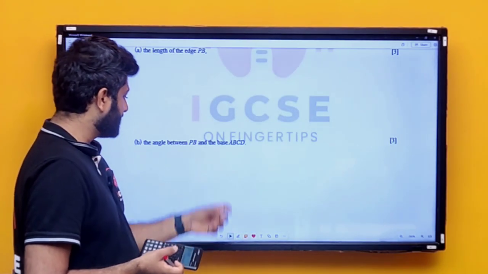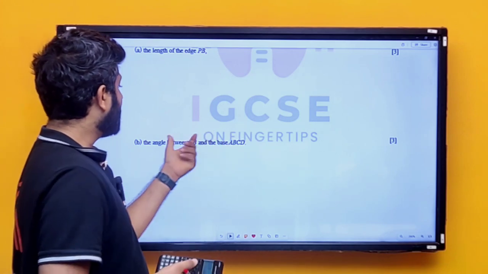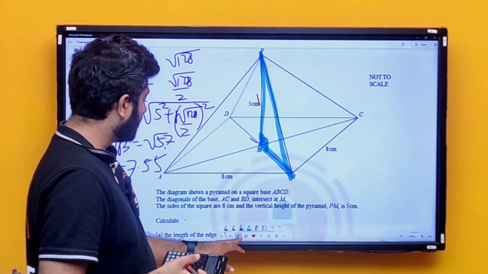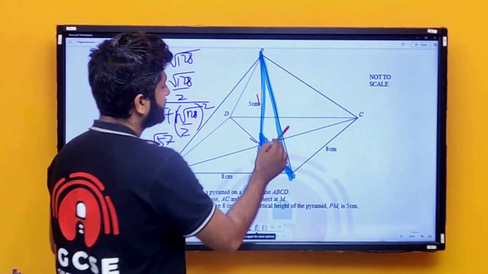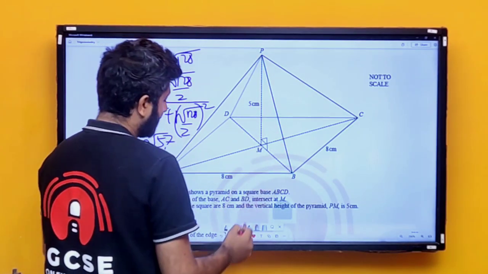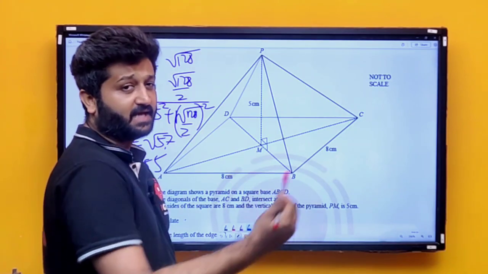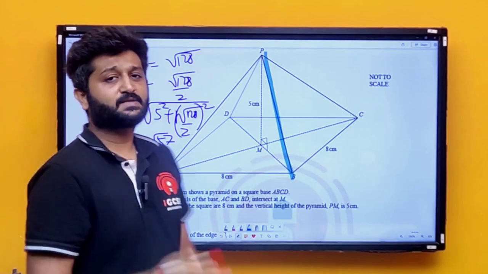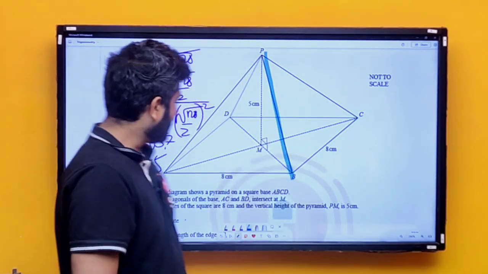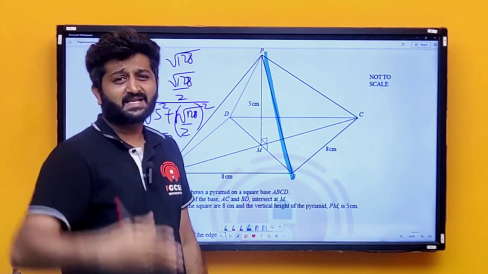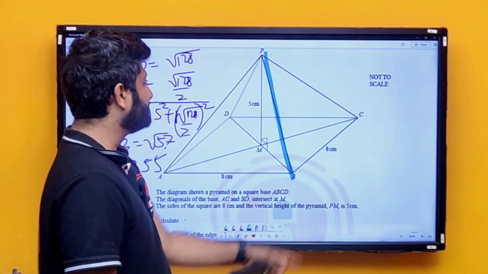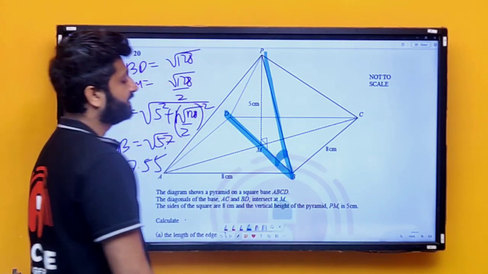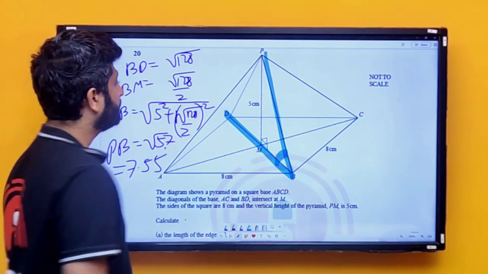The next question says find the angle between base ABCD and PB. Guys, whenever we are talking about base, it means we are talking about diagonals, right? Find the angle between base ABCD and the edge PB. So this is my edge PB. Now I have two diagonals AC and BD. Which diagonal is touching PB? I think diagonal BD. So I am supposed to find this angle theta.